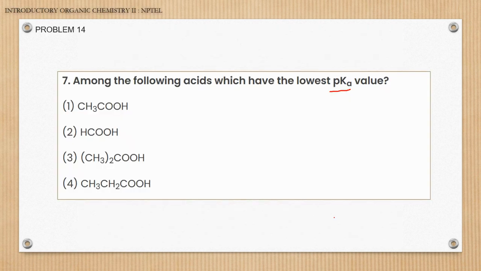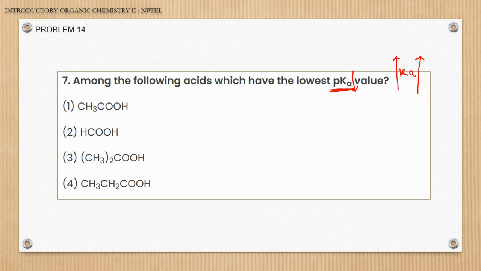Fine. So now coming back to the question. Here they are asking which among the following acids has the lowest pKa value. Lowest pKa means higher Ka value, right? Higher Ka value means higher dissociation constant, and that means higher acidity of that particular acid. So you have to figure out the strongest acid among these four. The strongest acid will have a higher Ka value but the lowest pKa value, right?